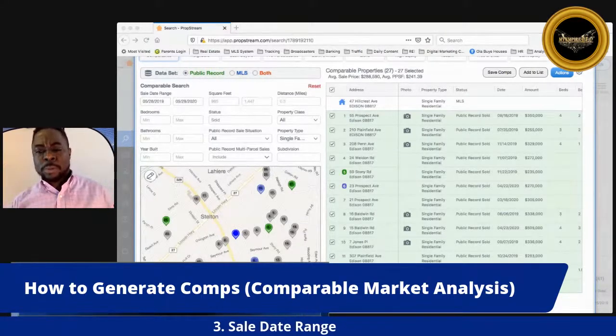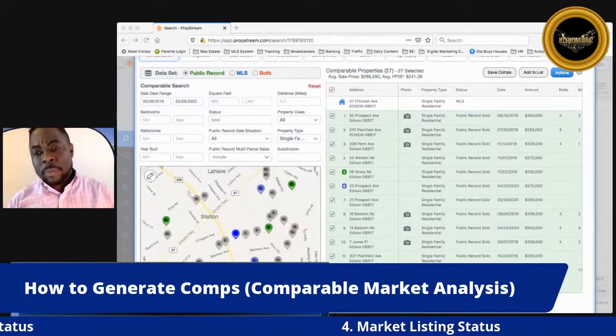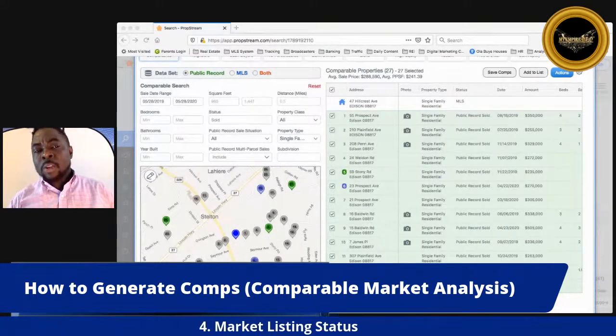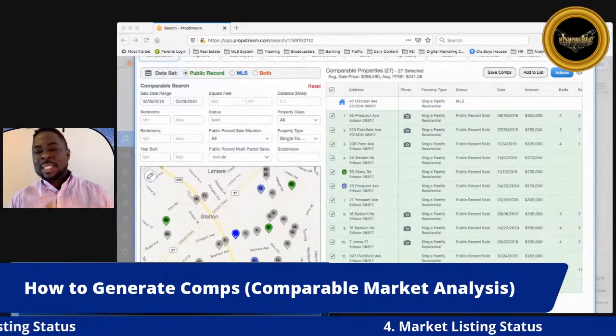There's always options, okay? Number 4, it needs to be a sold property. All your comparables must be a sold property. Don't use active listings on the market.